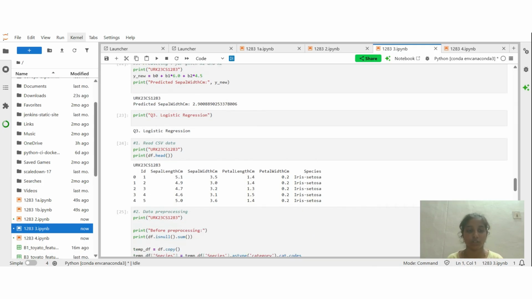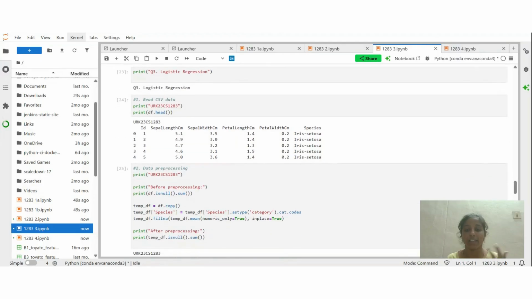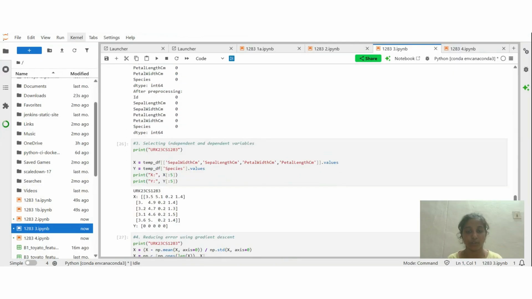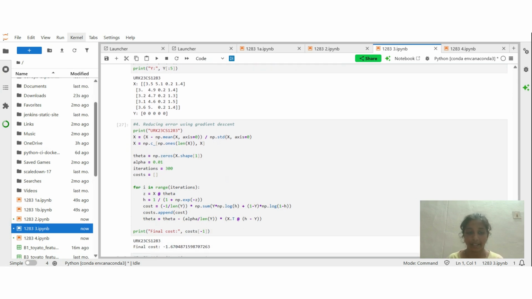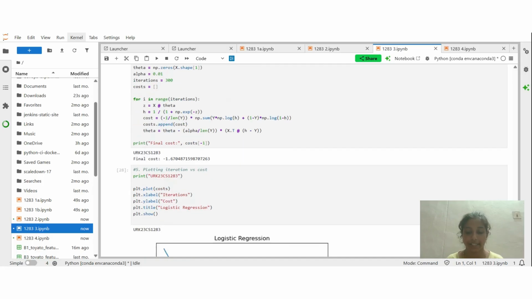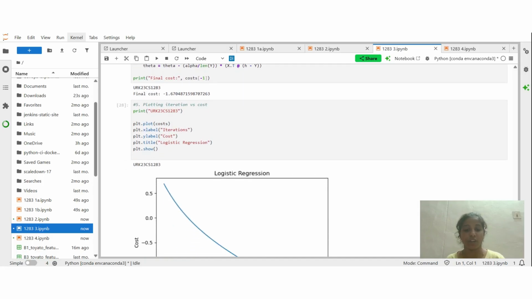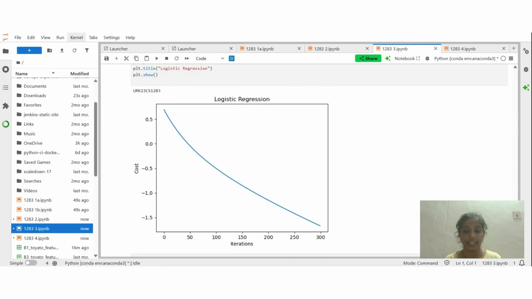Now logistic regression. Logistic regression is also the same. Here in the third question we are choosing x and y features. And in the fourth question we are using cost and gradient descent. Cost is error, gradient descent reduces error. I minimized error using gradient descent, and this is a plot graph of iteration versus cost. I plotted the error decreasing over the iterations.